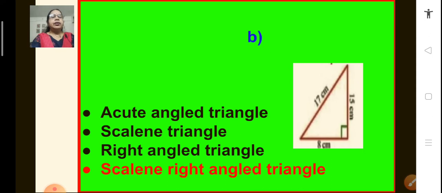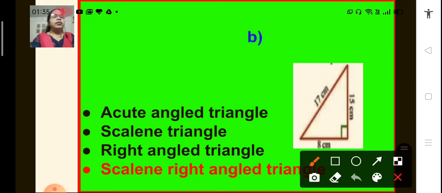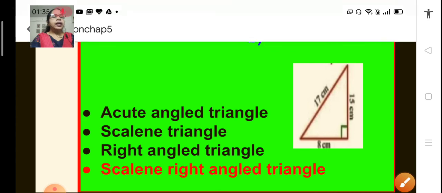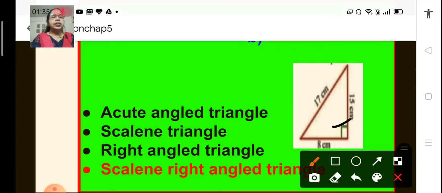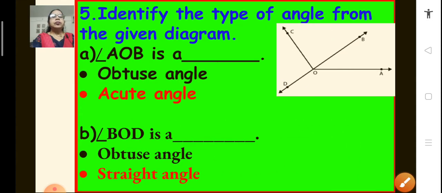Next, here we have another triangle. We have to observe it and find the correct answer. So here we have a triangle with all the sides of different length, and one angle is a 90-degree angle. This angle is a 90-degree angle. So it is a scalene right angle triangle.